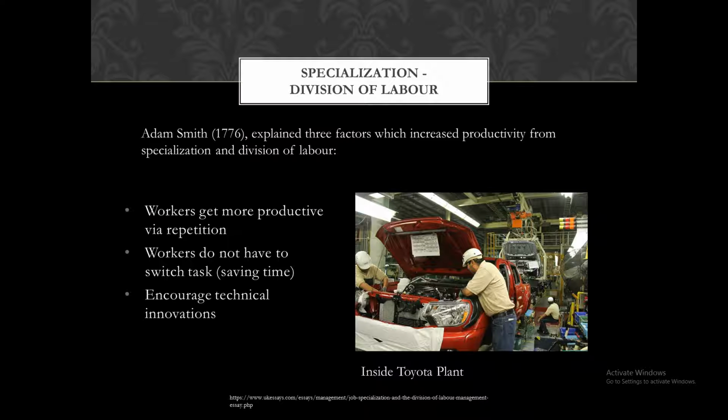According to Adam Smith, 3 factors explain increased productivity from specialization and division of labor. Firstly, workers get more productive via repetition. Secondly, workers do not have to switch tasks, thus saving time. And lastly, it encourages technical innovations. Look at the example in the picture. This is inside a Toyota plant where the technicians are making cars very efficiently.